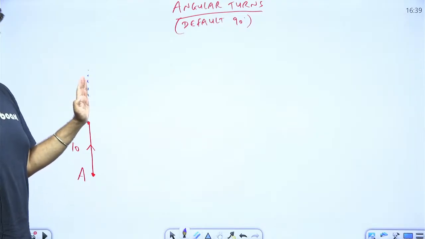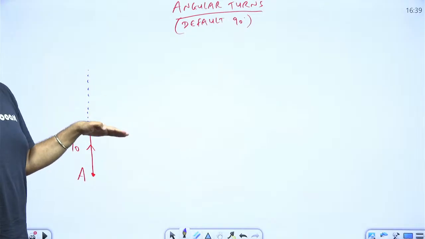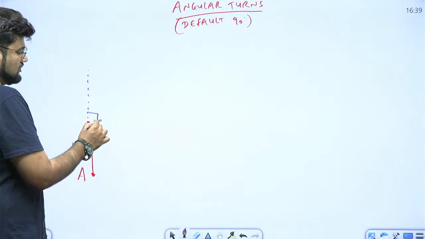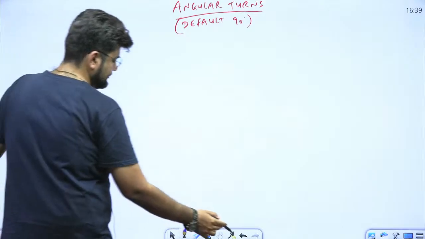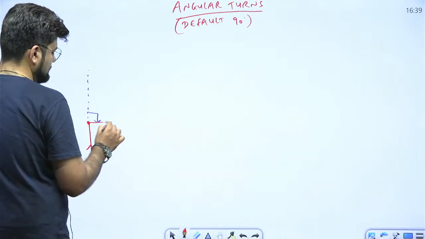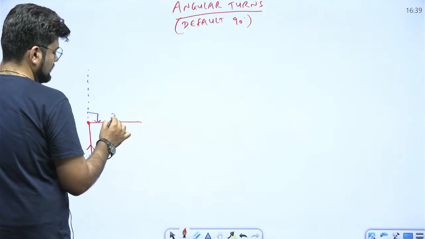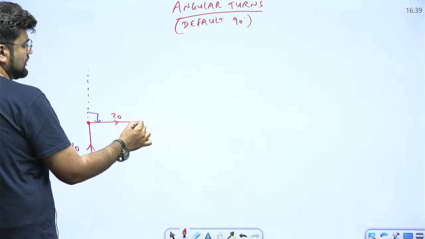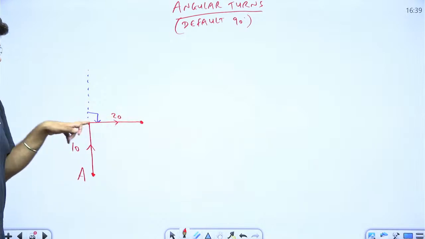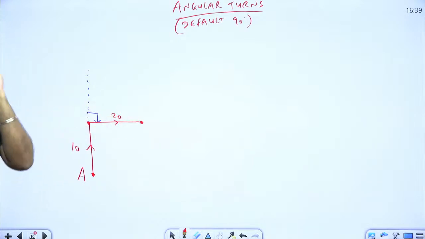And nothing is given, so default turn is 90 degrees. So I'll just draw 90 degree, keeping this as the base towards the right. So this is going to be my 90 degree. And this person will go 20 meters to reach this point. Okay, so that is why I directly turn it like this, because not this angle, but this angle has to be 90.